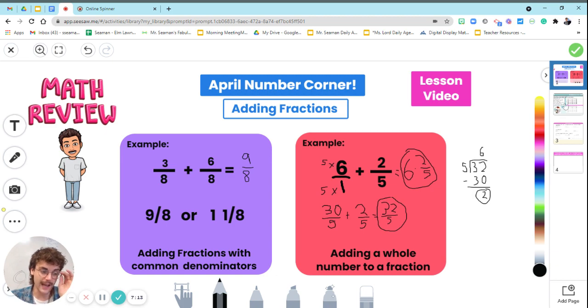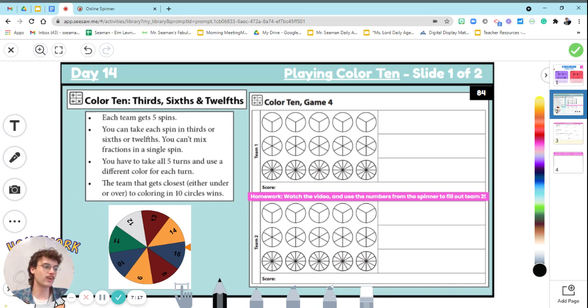So let's keep going and let's see what our homework is for today. Here is your homework. We're playing Color 10. It's the 4th time we've played. So I'm going to go ahead and show you what I'm doing here.